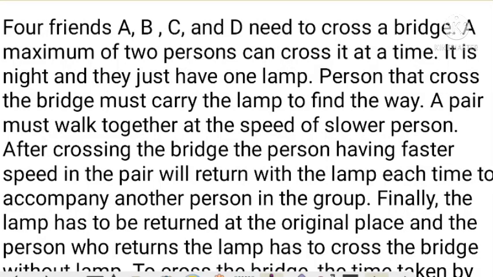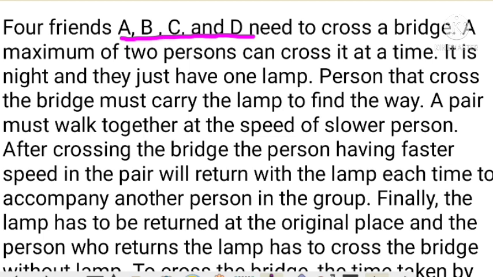Hello everyone. So this is the reasoning question which is usually asked in so many competitive exams. So let us see how we can solve these questions. The question is, four friends A, B, C, D need to cross a bridge.